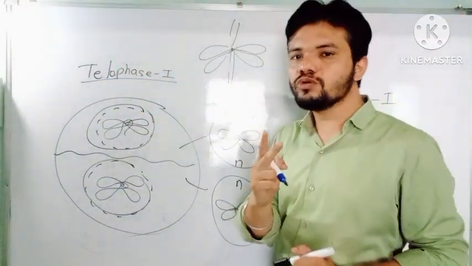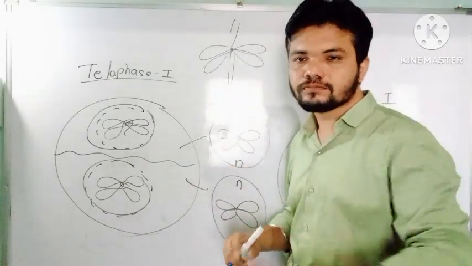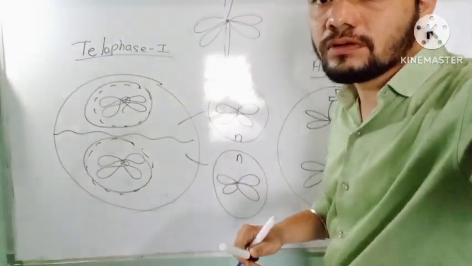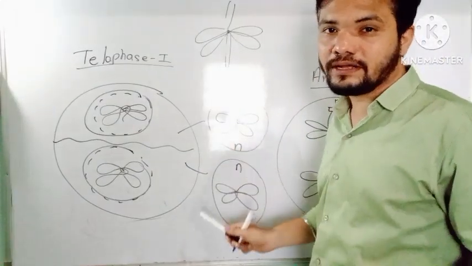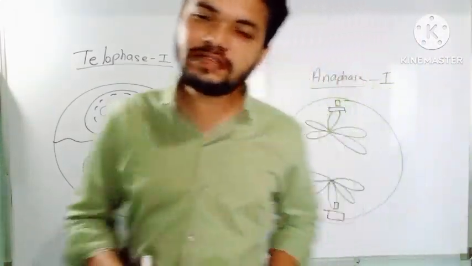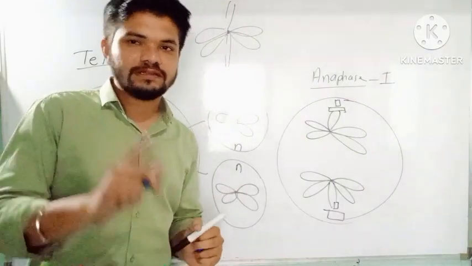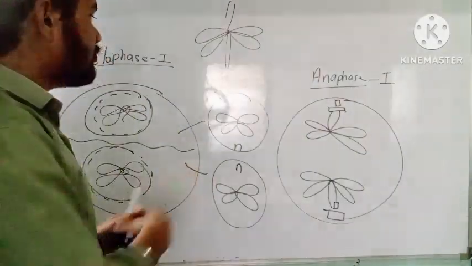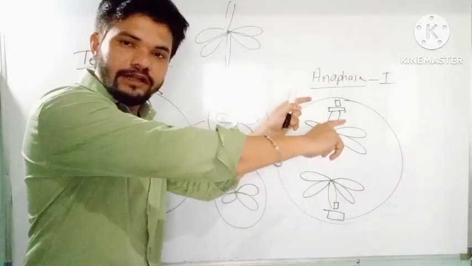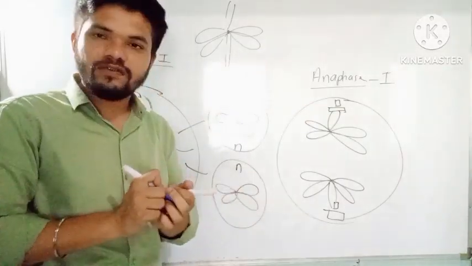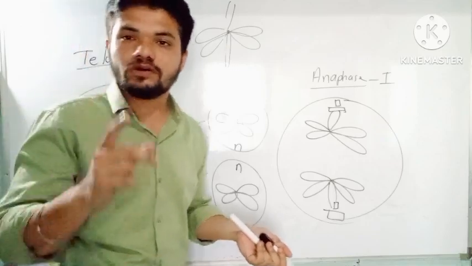It was having two sets of chromosomes, but these daughter cells are haploid. They are having only one set of chromosomes. This is the difference. And now these two cells are going into meiosis 2.